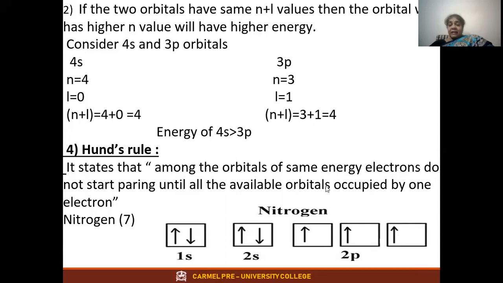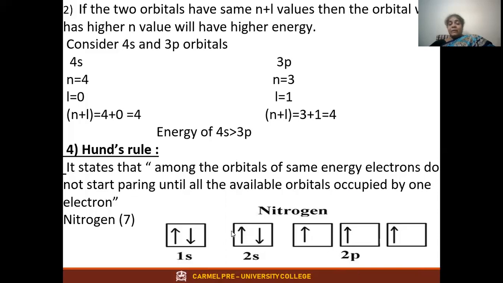All these 5 orbitals of d will have the same energy. So when you have orbitals of same energy, you don't have that problem in s, because s has only one orbital. There is no suborbital for s. If you take p, you will have 3 suborbitals. So Hund's rule is applicable for orbitals like p, d, and f, where you have orbitals of same energy. Electrons do not start pairing until all the available orbitals are occupied by one electron.